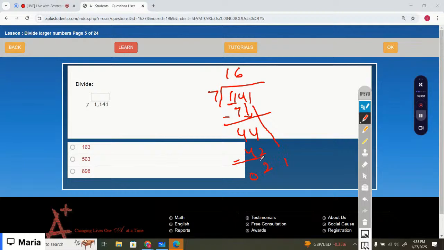Now you have to bring the next digit down. You have to count the table of 7 until 21. So which is the correct option? 7 times 3 is 21. The correct option is 3. 21 take away 21 is 0. The correct option is option number 1, that is 163.